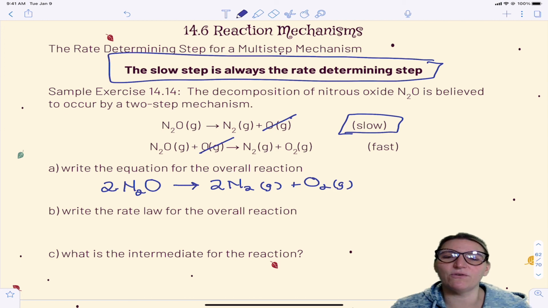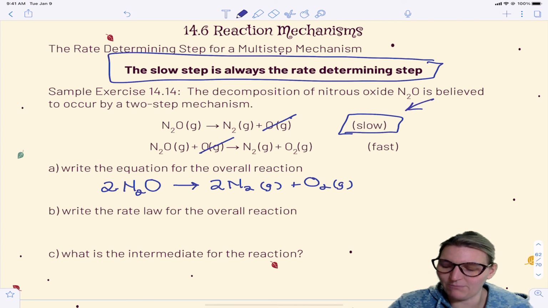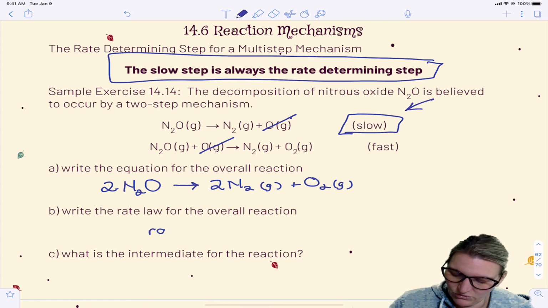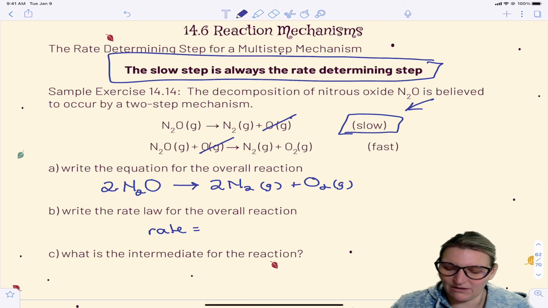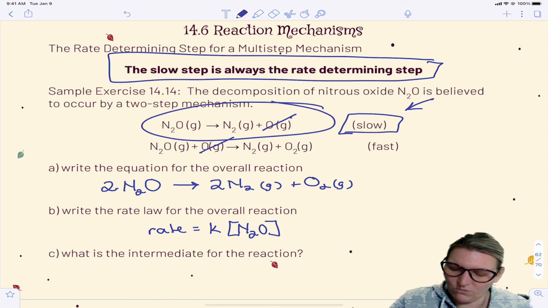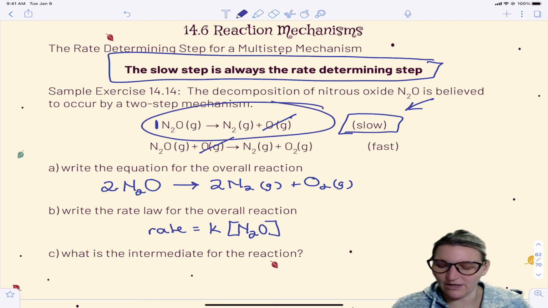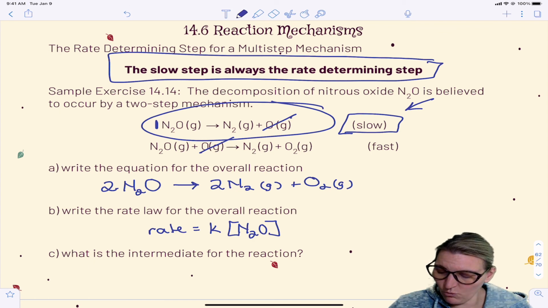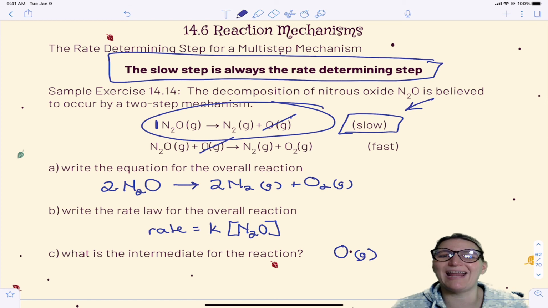Write the rate law for the overall reaction. This is pretty easy because I know the slow step is the rate determining step. So now I can do just like I did on the last example: rate equals K times the concentration of N2O. This is the only reaction I'm worried about. The coefficient becomes the exponent. What is the intermediate in this reaction? It's actually the same intermediate, that oxygen atom. The oxygen atom is the intermediate because it is consumed in the first step and used in the second step.